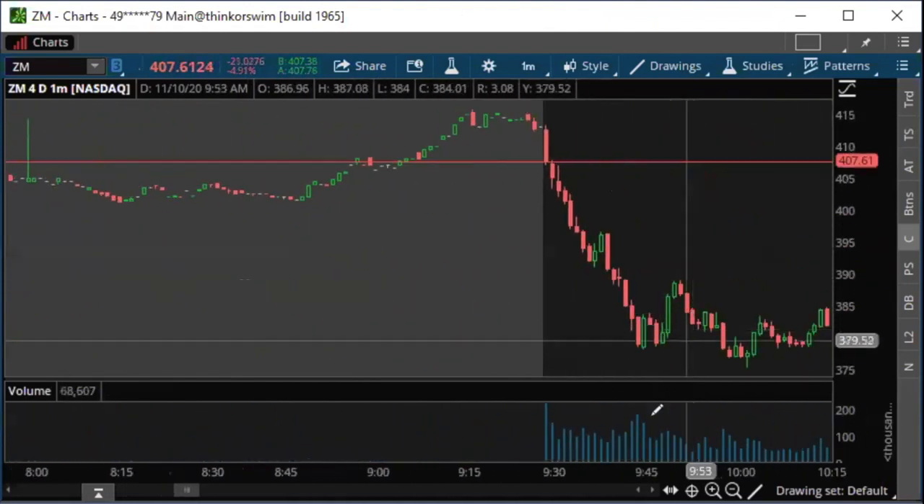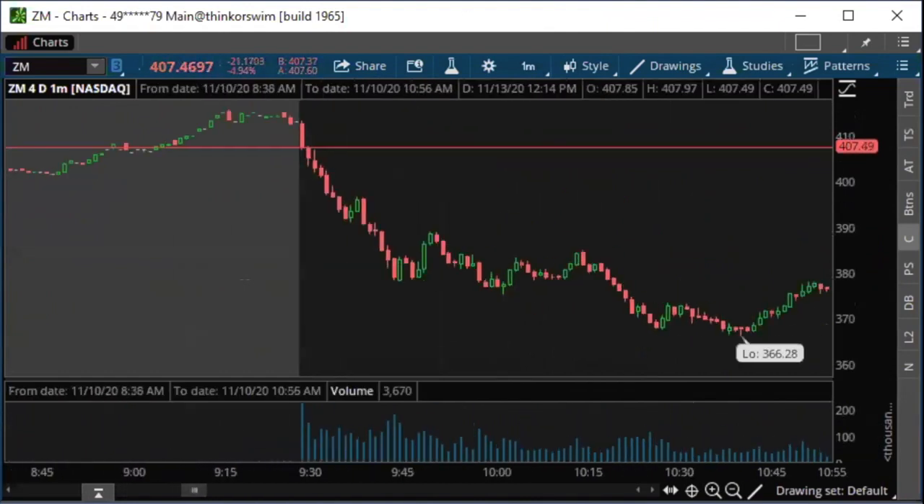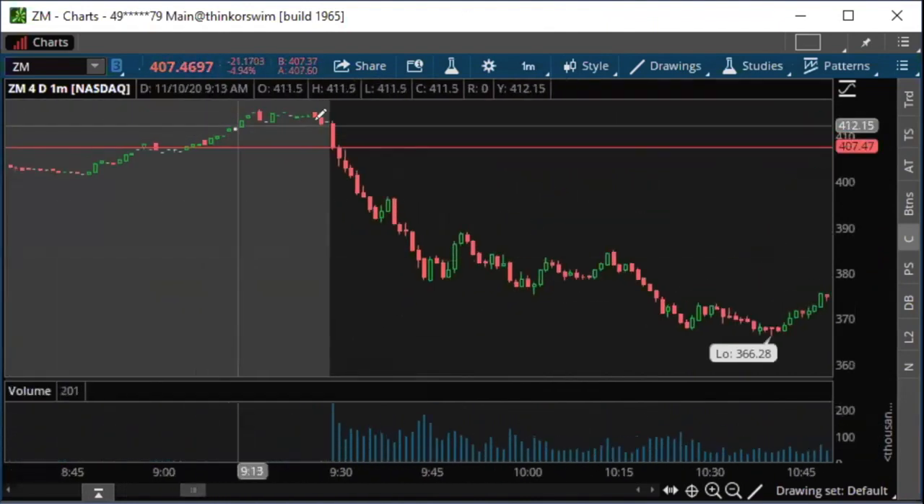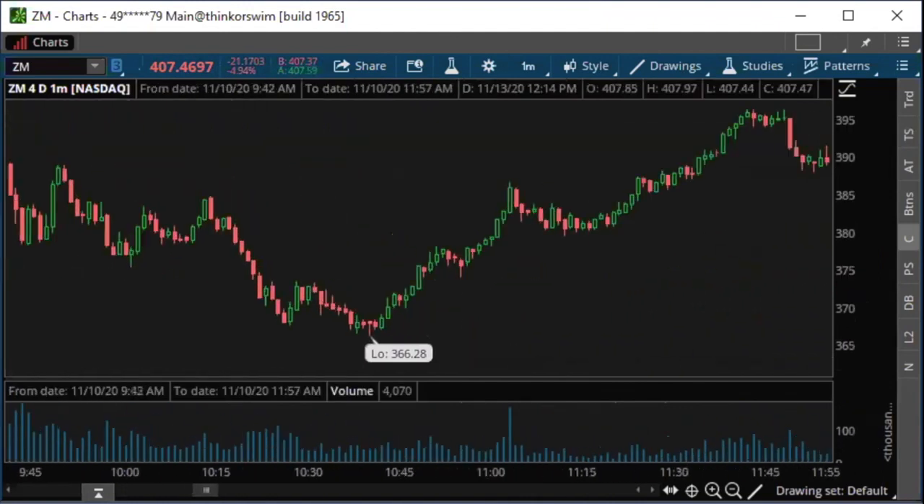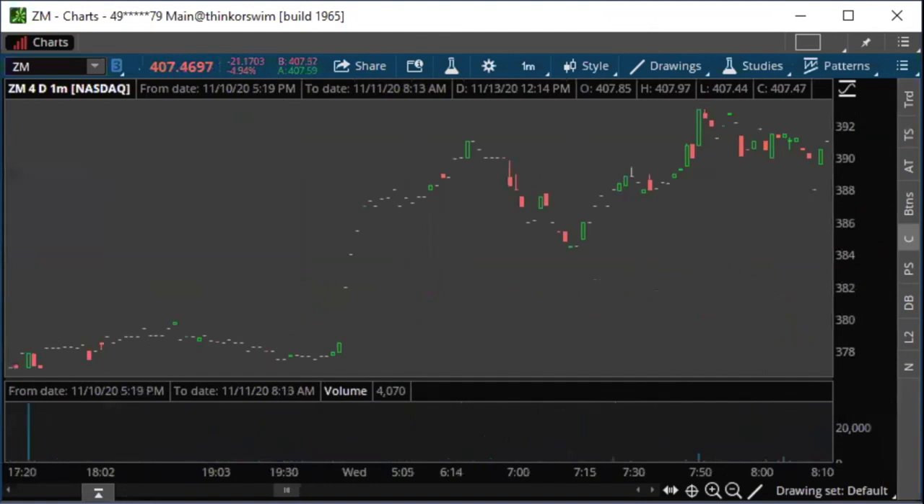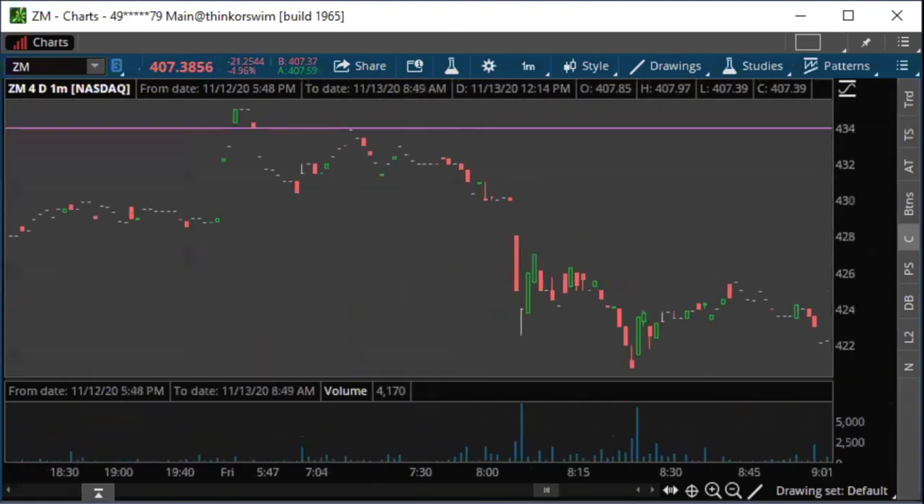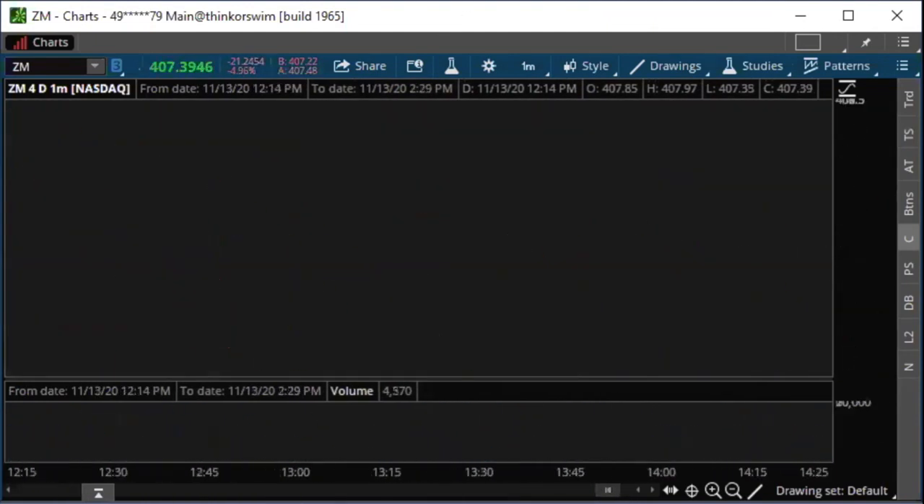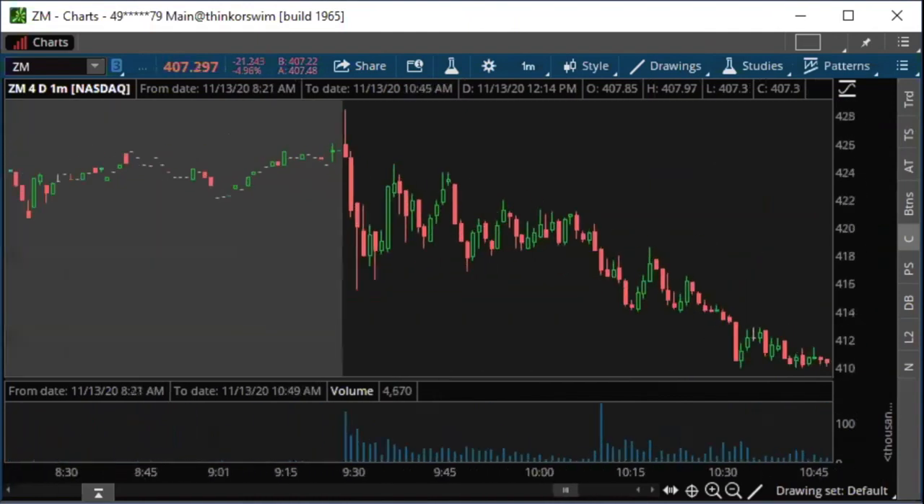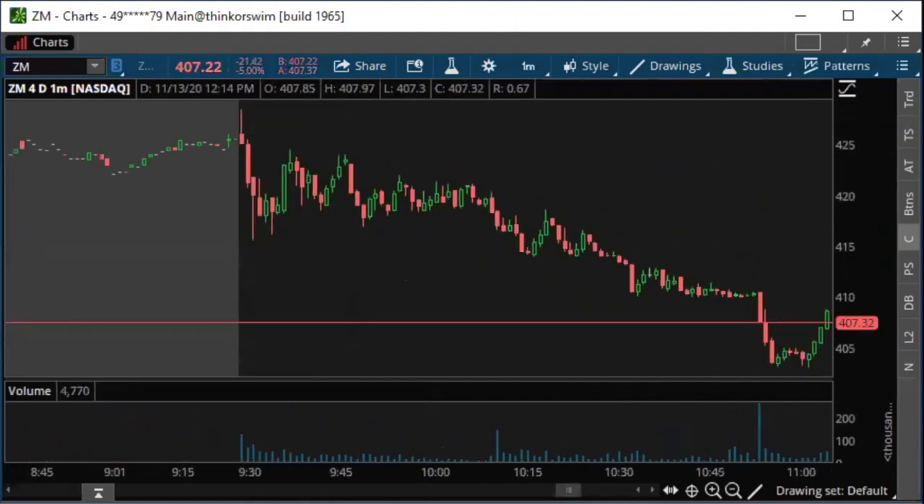This morning, it was all about the formation. This is another day where we had no formation necessarily. Zoom just actually dropped that day. So I'm going to fast forward all the way to today. This is today's price action movement. And here it goes visually.